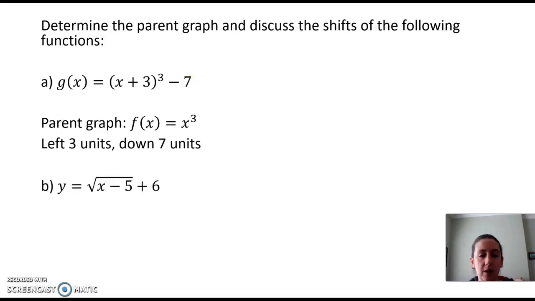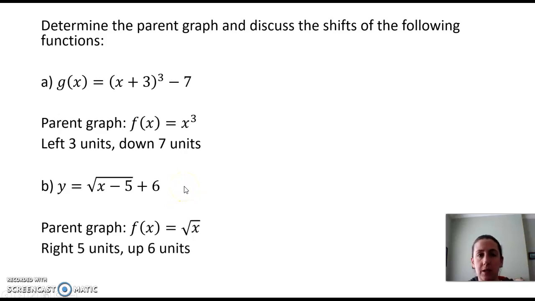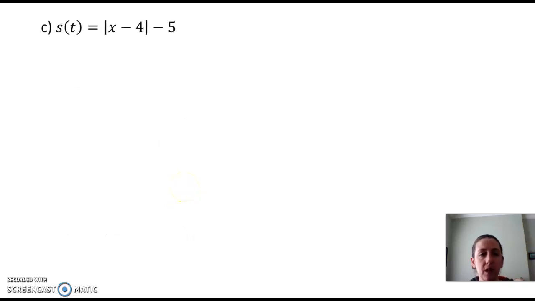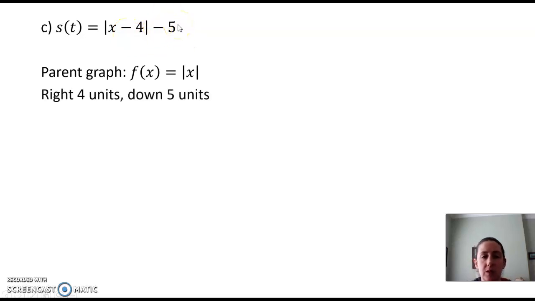Y equals the square root of (x minus 5) plus 6. This square root tells us that the parent graph is the square root function. This minus 5 tells us we're going to go right 5, and this plus 6 means we're going to go up 6 units. S of t equals the absolute value of (x minus 4) minus 5. The absolute value signs here tell us the parent graph is going to be the absolute value. This minus 4 means we're going to go right 4, and this minus 5 means we're going to go down 5.